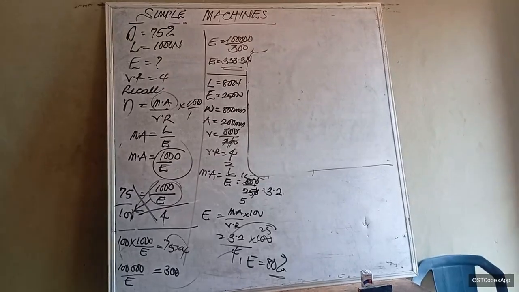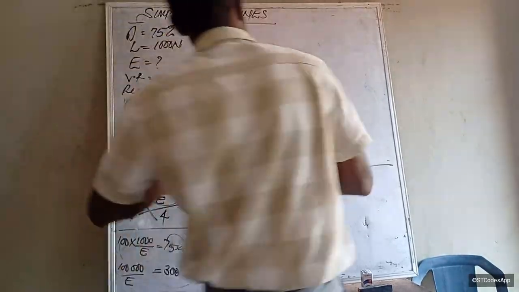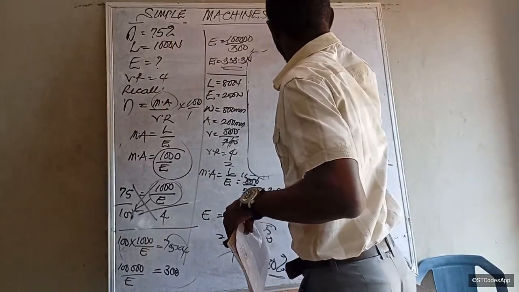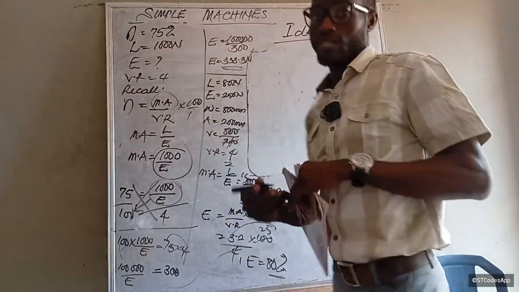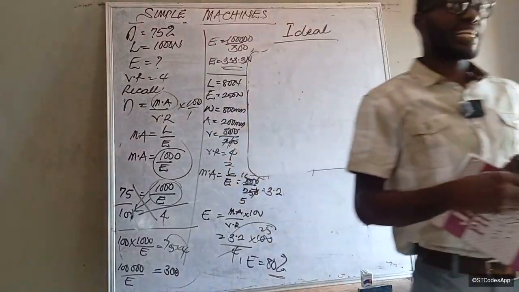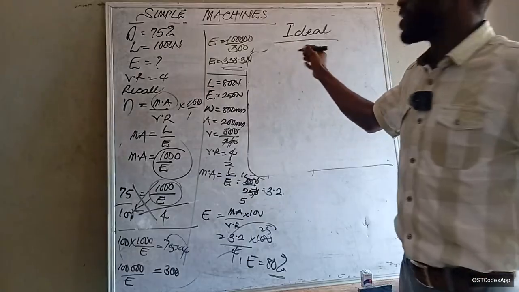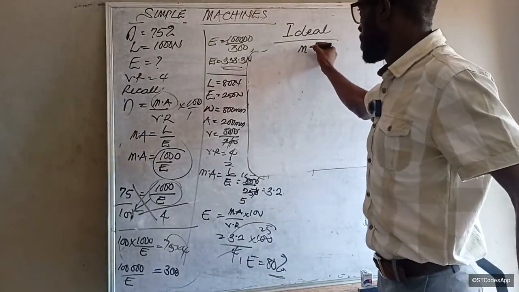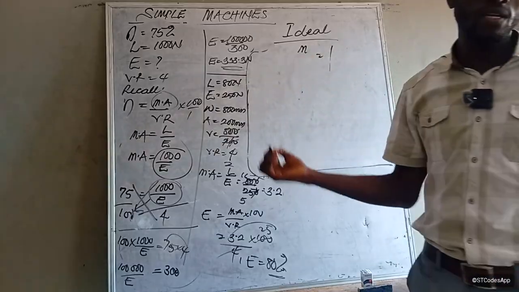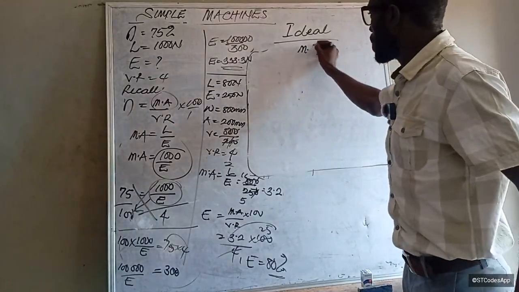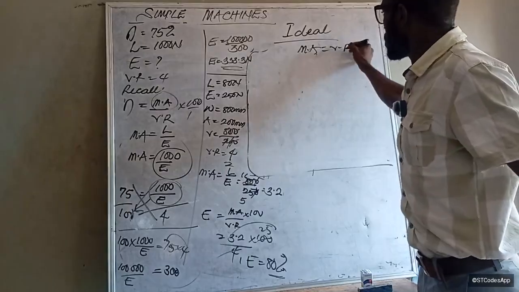There's something you should take note of here: the ideal machine. An ideal machine is a machine that is 100% efficient. So how does a machine become 100% efficient? If the ratio of MA to VR is 1. And when can that be so? It is when MA is exactly equal to VR.